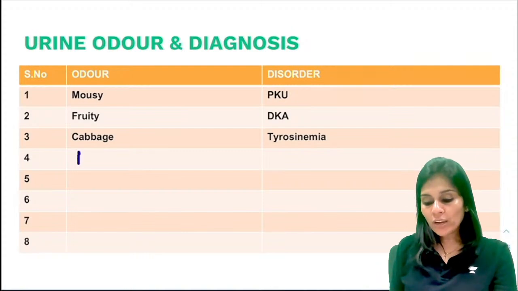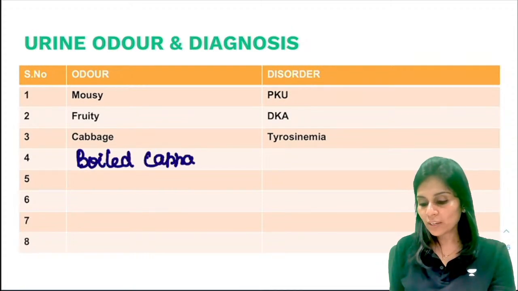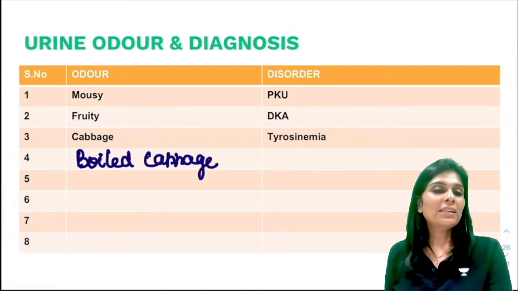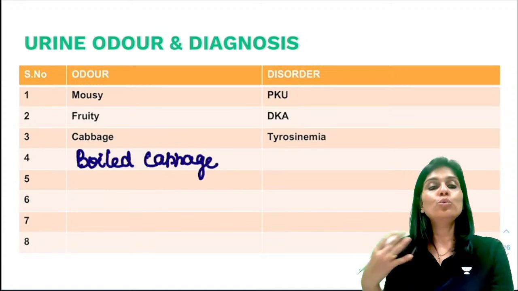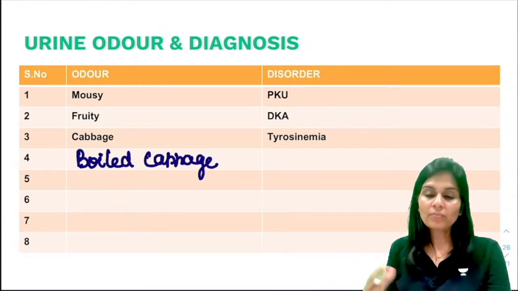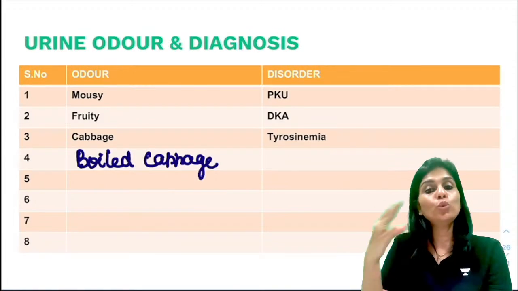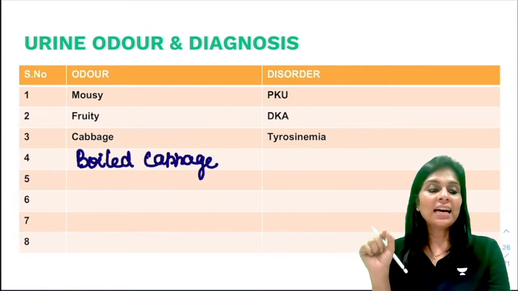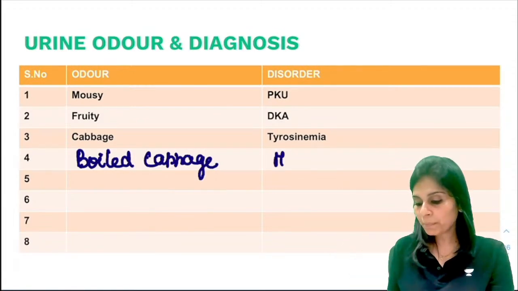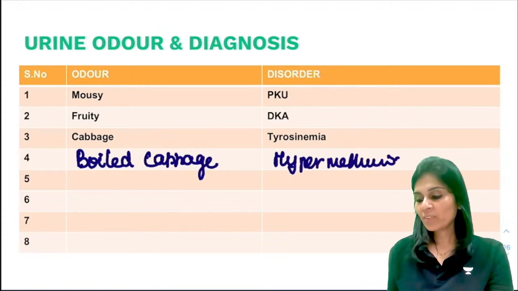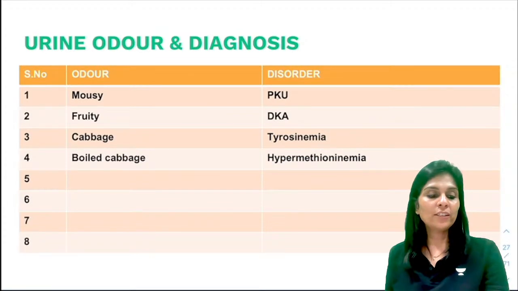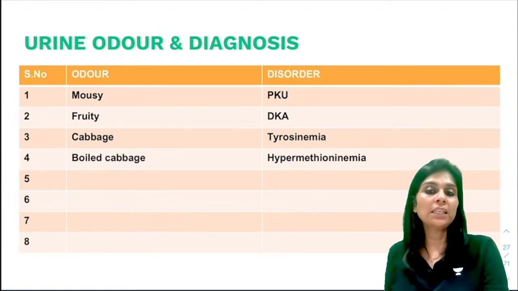And then boiled cabbage odor. The next one is boiled cabbage odor. So cabbage odor by itself is not that great, right? Now boiled cabbage odor is too much to handle. Yes or no? Too much is hyper. So it's a feature of hypermethionemia. Boiled cabbage odor is a feature of hypermethionemia.